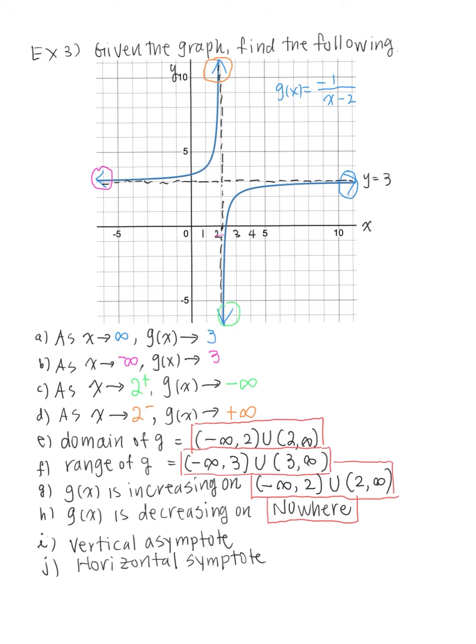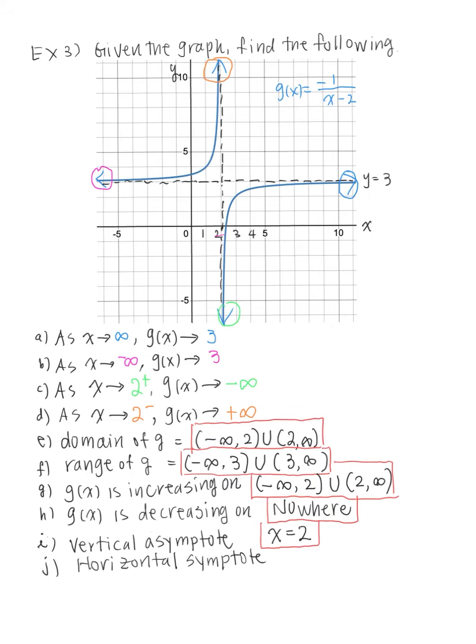All right, two more things we've got to do. Vertical asymptote. That one's easy peasy. Where's the vertical asymptote? It is x equals 2. Remember that x equals 2 is an equation, not a point. x equals 2, by the way. There is a big difference. So we have a vertical asymptote at x equals 2.